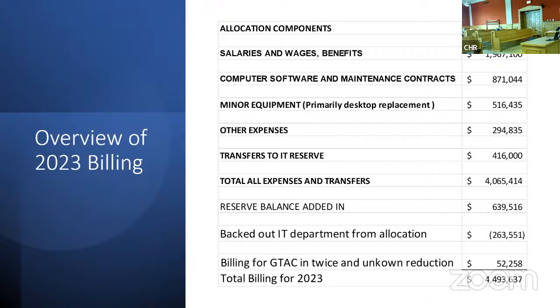Then they arbitrarily backed out the IT department from the allocation, because they had included the IT department in the allocation to bill themselves, which is not appropriate. And the billing for the GTACs is actually in there twice, because it's in the transfers to IT reserve, and then it was in the billings as well. So total billing for 2023 was almost $4.5 million.